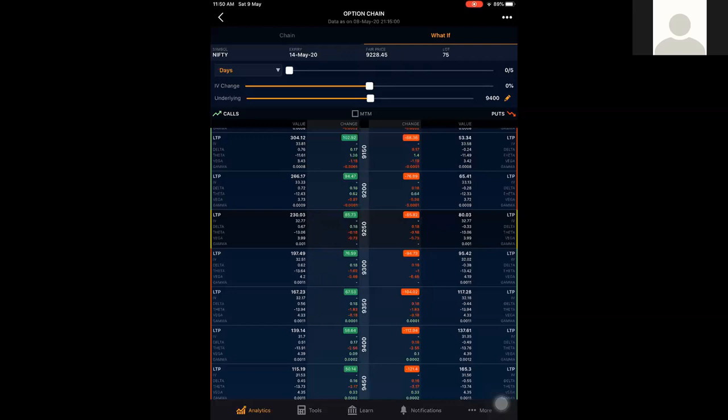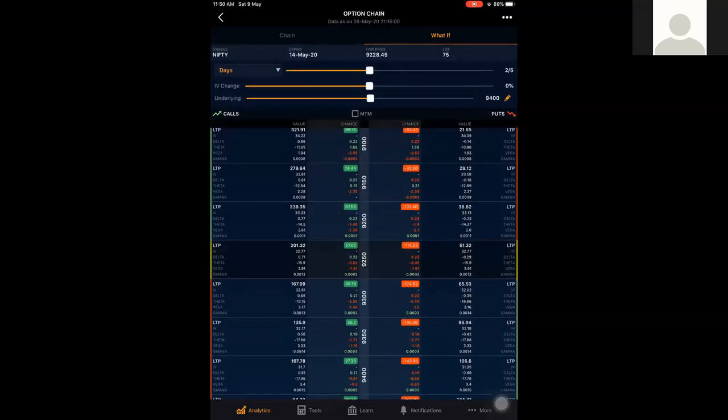So your 9300 call, when the index goes to 9400, will behave positively and go up by 76 points. This is the case only today. Now say this happens after 2 days, counting Saturday, Sunday, so it happens on Monday. Then the 9300 call is not 76 up, it is 46 up because of the time decay.